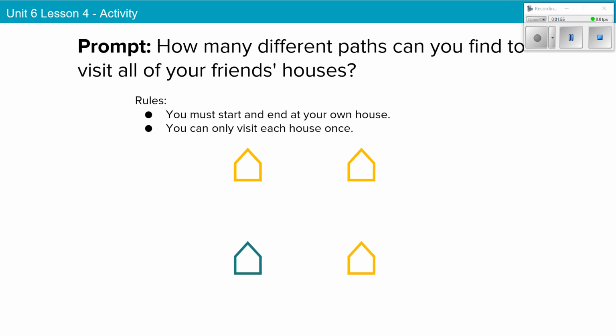The basic idea is you have your house and you want to visit other houses. So we're going to start with just 3 other houses. You have to start at your house, you can only visit each house once, and you have to end at your own house. Come up with an algorithm that is the most efficient way of hitting all 4 houses, ending where I started, and not visiting any house more than once.